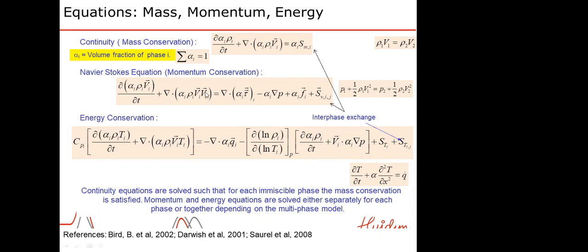All the terms are modified by including a volume fraction and also a source or sink term for interface exchange. This source term takes care of the drag or any other type of momentum exchange. Then the energy conservation equation also has a source term to take care of evaporation, the latent heat of evaporation, or the heat of pyrolysis, and so on.